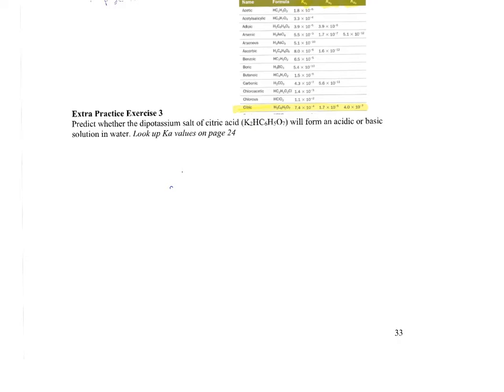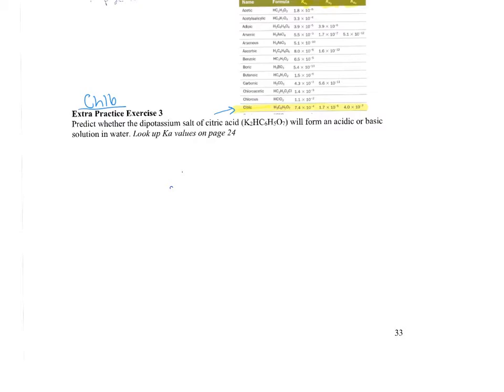In this video, I'm going to show you how to go over extra practice exercise 3 from chapter 16. So the question says, predict whether the dipotassium salt of citric acid will form an acidic or basic solution in water. Look up the Ka values on page 24. So I added the chart from page 24 so we see the 3 Ka values there.